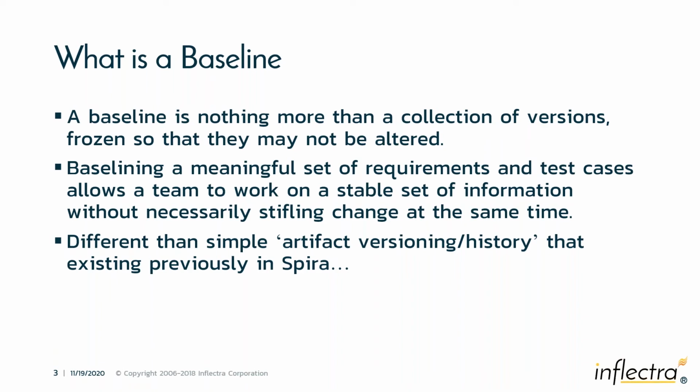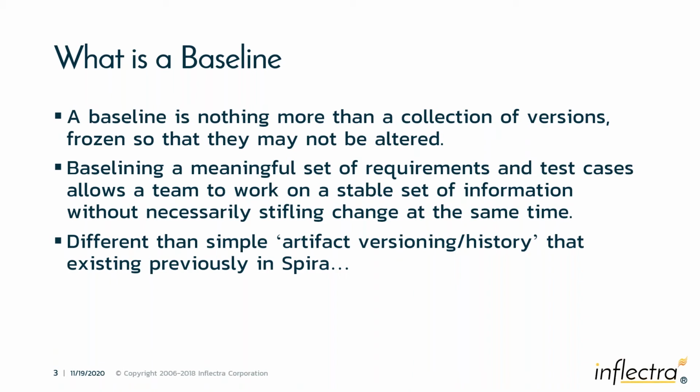Now, it's similar and it builds upon what we would call artifact version history. So if you remember in Spira, you can always go to a test case, requirement or a defect, and you can look at the history tab, and we'll show you that in a minute, and you can actually see the history of all the changes that are made. But a baseline is a bit more sophisticated than just simple history.